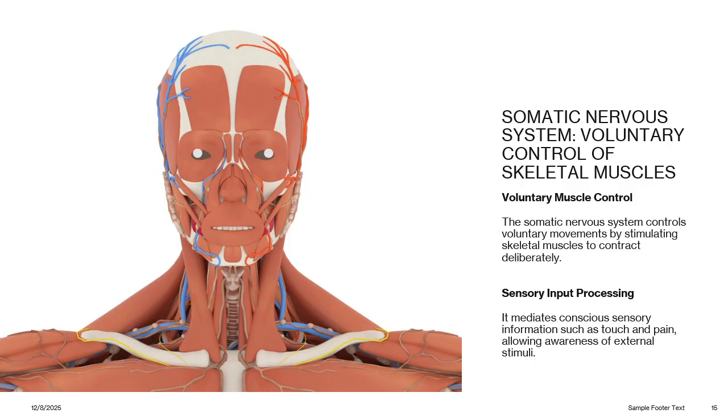So we have our somatic nervous system. Sometimes you'll see it listed as SNS. And this manages voluntary movements by controlling skeletal muscles and mediating conscious sensory input such as touch and pain. So somatic is the voluntary, the one that you're kind of selecting.